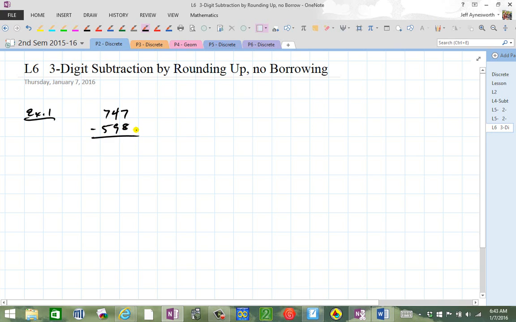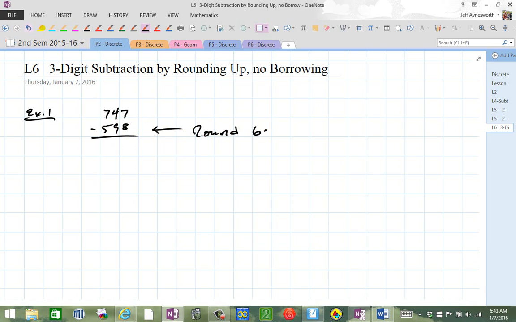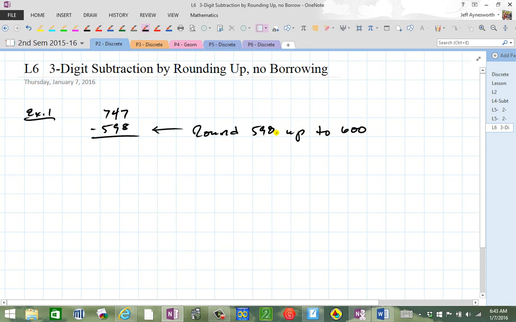To compute that in your head easily, you just have to learn how to round up. Notice that the number we're subtracting, 598, is very close to 600. So we're going to round 598 up to 600, because it's easier to subtract 600 from 747 than 598, since it doesn't require any borrowing or any fancy mathematics. So we take 747 and subtract not 598 but 600.